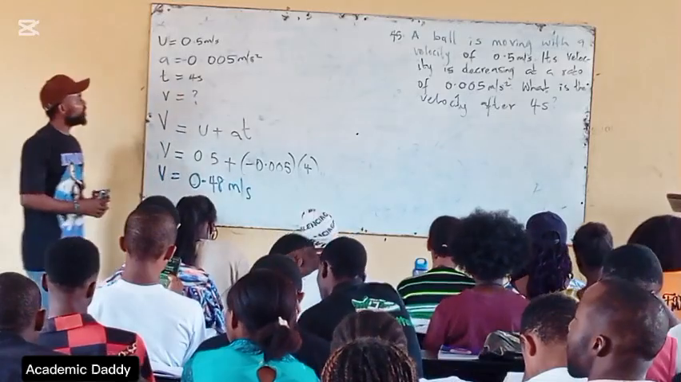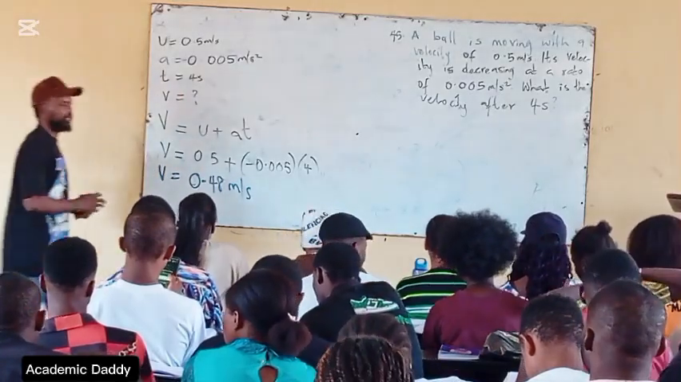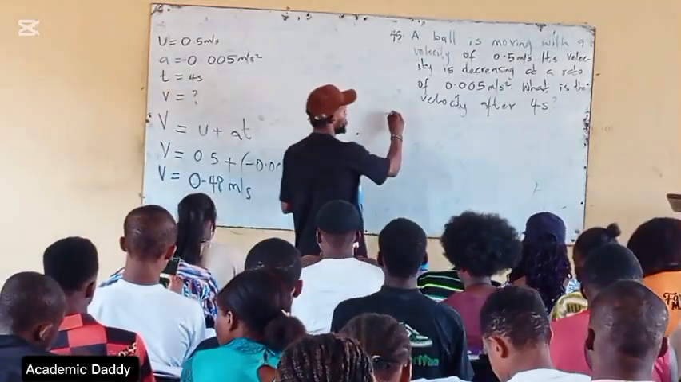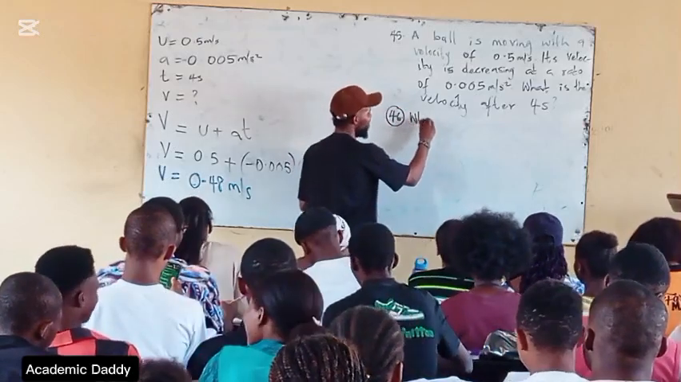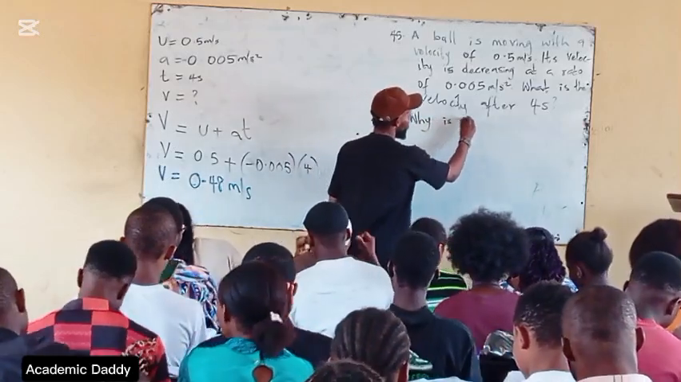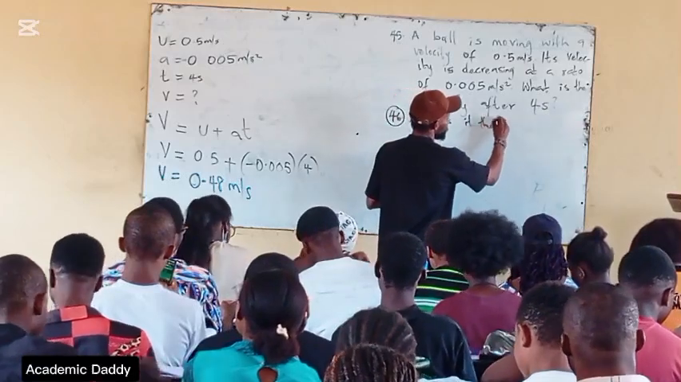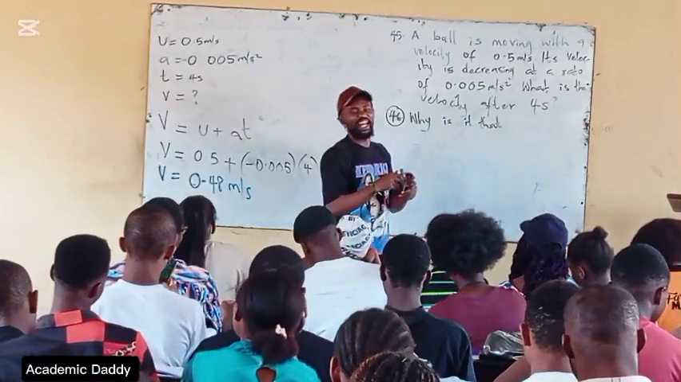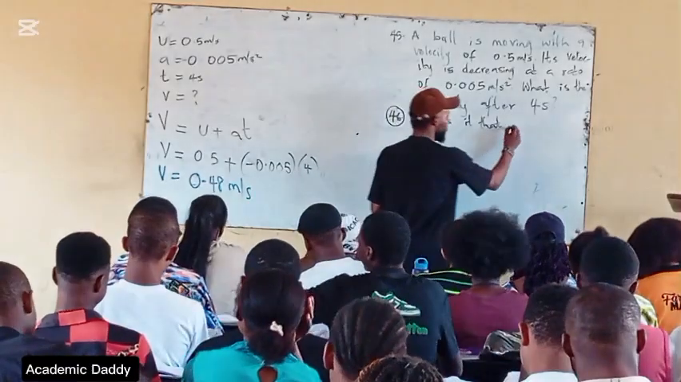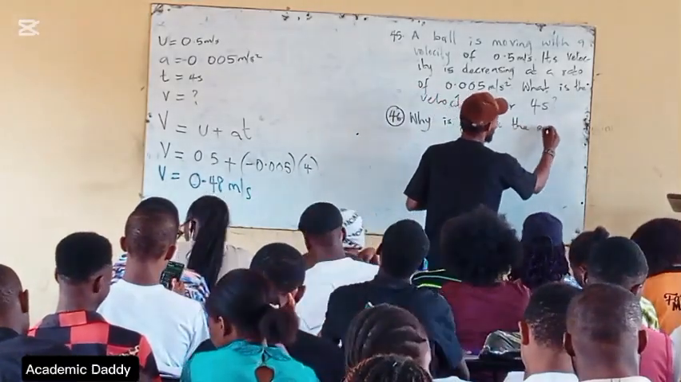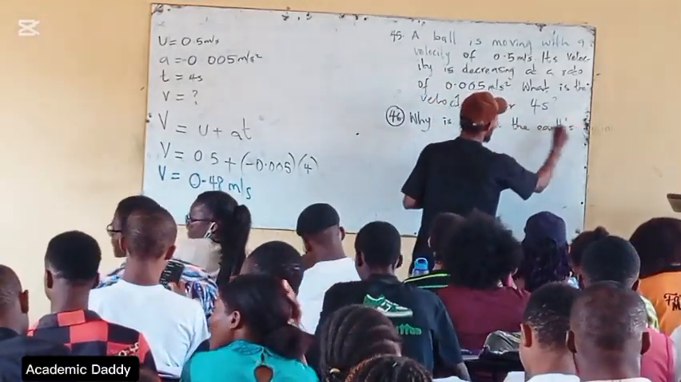I have question 46 now, right? Yeah. We are giving the question. Why is it that the Earth's gravitational potential is always negative?